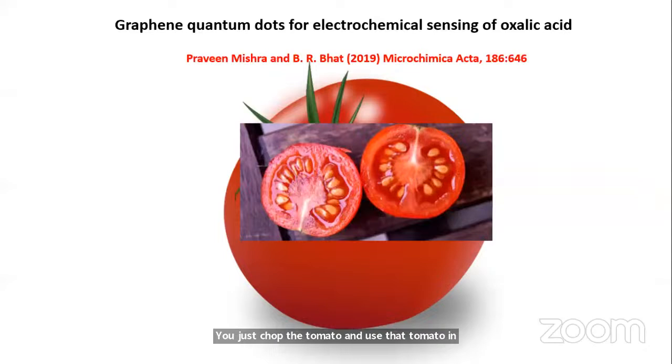Now, what happens is, since it is a very good source of oxalic acid, it deposits as calcium oxalate in the kidney. That remains as a kidney stone. So that results in a kidney stone. That's the reason why we thought of having one sensor to monitor this oxalic acid.